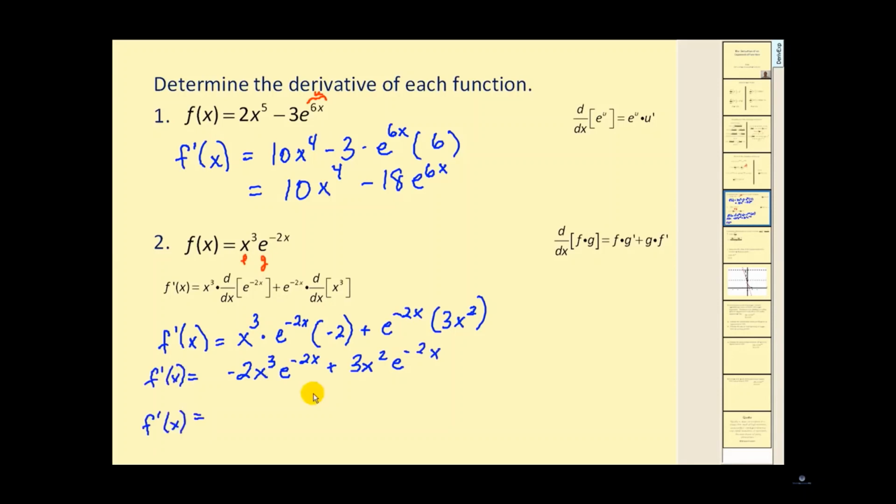Now I will factor this one. We can see these two terms have a common factor of x squared e to the negative 2x. Now if we factor this out of the first term, we'd be left with negative 2x. If we factored x squared e to the negative 2x out of this term, we'd have a positive 3. So I'll put the positive 3 first and the minus 2x second. And now there's a derivative in factored form.